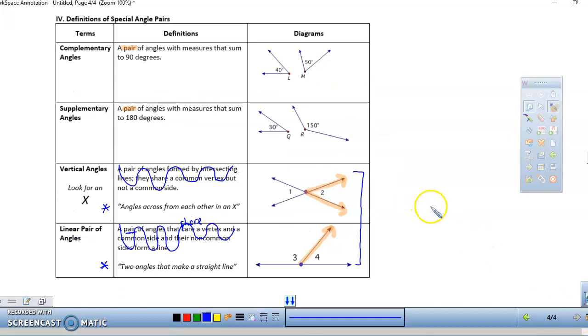Okay, so that's definitions and a little bit on what you can assume in geometry.